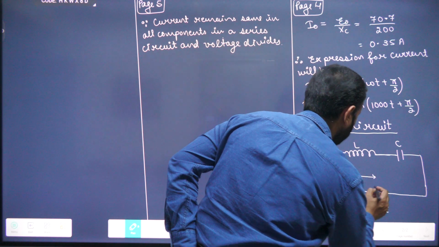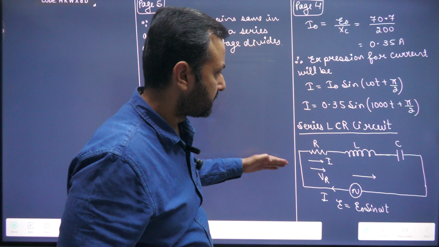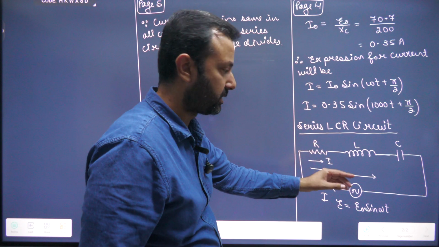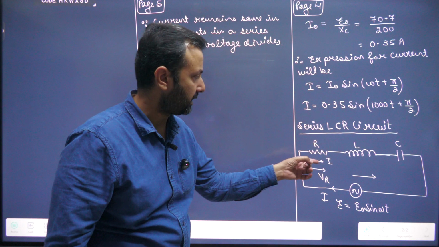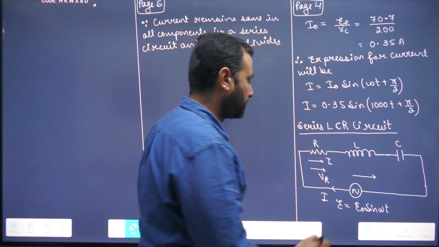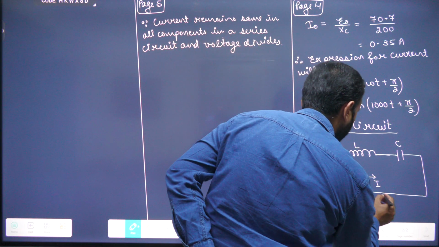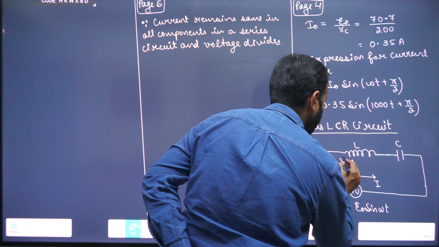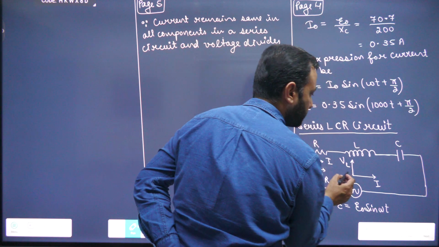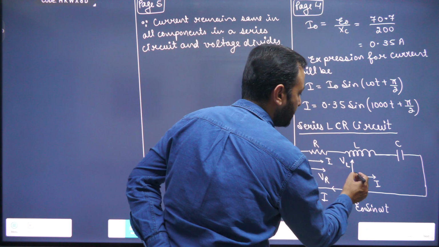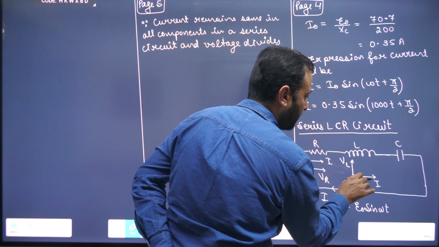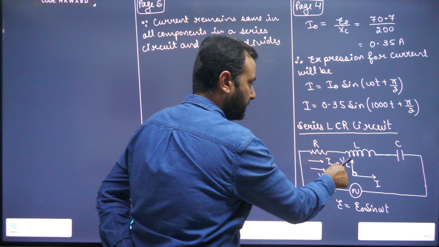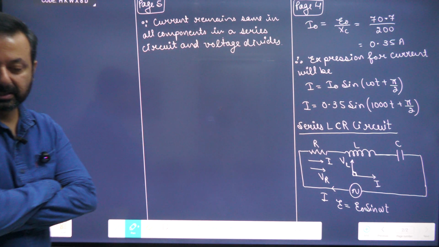Current lags behind the voltage by 90 degrees means, if I take current like this, because the current will remain the same in all the components, that's why I have taken current rightwards. So current is like this, and voltage VL will be like this. Voltage across inductance is termed as VL. So current lags behind by 90 degrees. That's why I have drawn it like this. Is that clear to you?